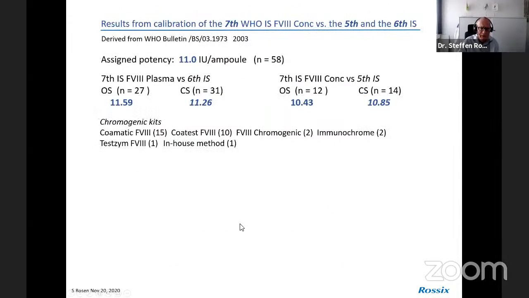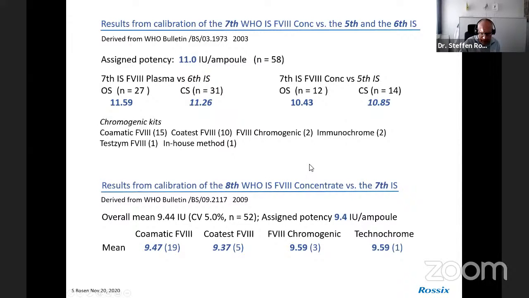Then to concentrates, the results from the calibration of the 7th IS concentrate standard, presenting results both versus the 6th IS, which actually was a recombinant material, and versus the 5th IS, which was plasma derived. And you can see that there is some difference for the one-stage method with 1159 versus 1043 for the two standards, whereas there was a closer agreement between the Chromogenix results 1126, 1085, and most of the labs use Chromogenix and the Coatest kit also here.